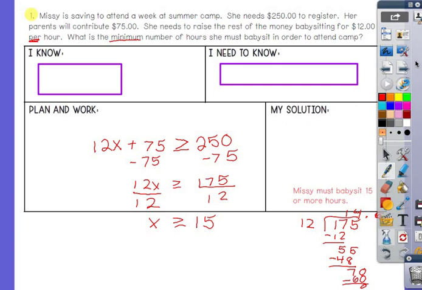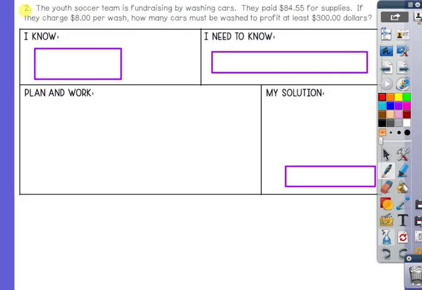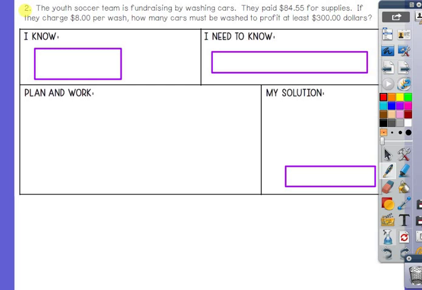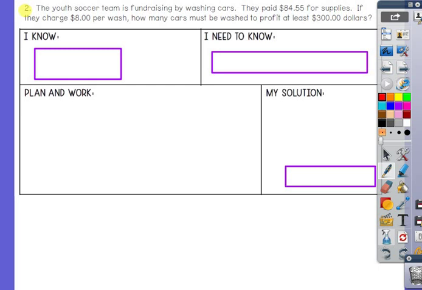All right, moving to question 2. It reads, the youth soccer team is fundraising by washing cars. They paid $84.55 for supplies. If they charge $8 per wash, how many cars must be washed to profit at least $300?